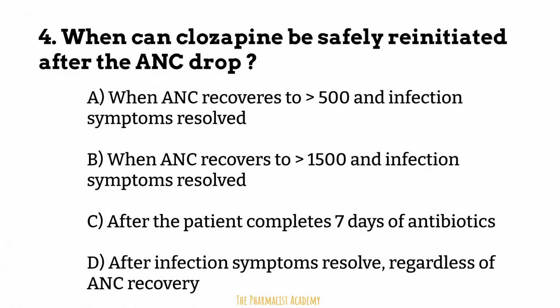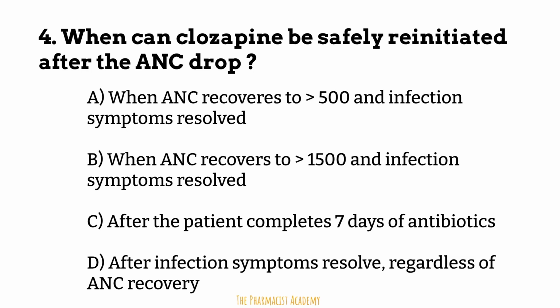Okay, last question. When can clozapine be safely reinitiated after the ANC drop? A, when ANC recovers to above 500 and infection symptoms are resolved. B, when ANC recovers to above 1500 and infection symptoms are resolved. C, after the patient completes 7 days of antibiotics. Or D, after infection symptoms resolve regardless of the ANC recovery.